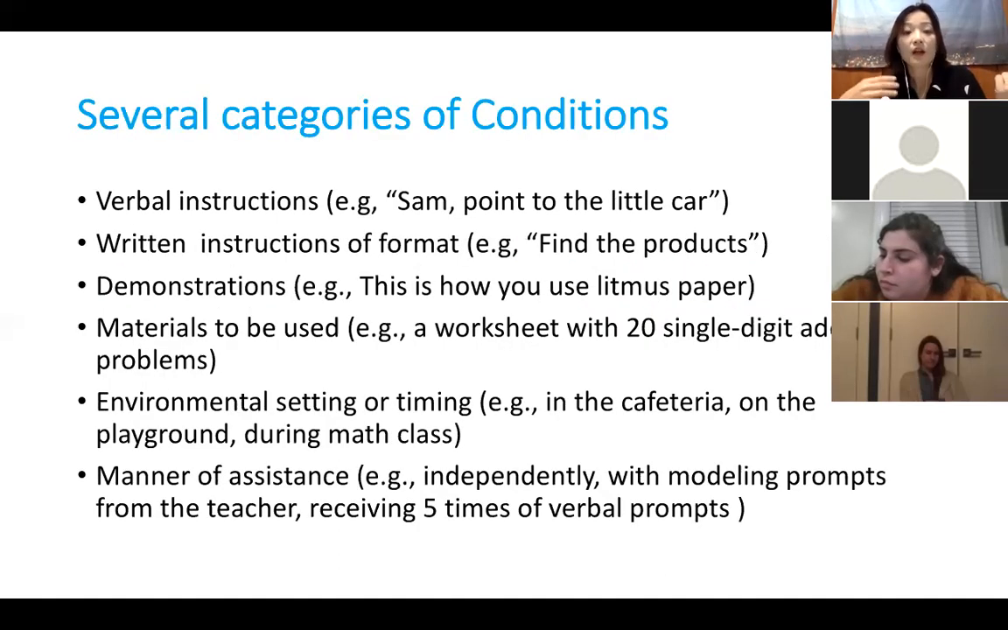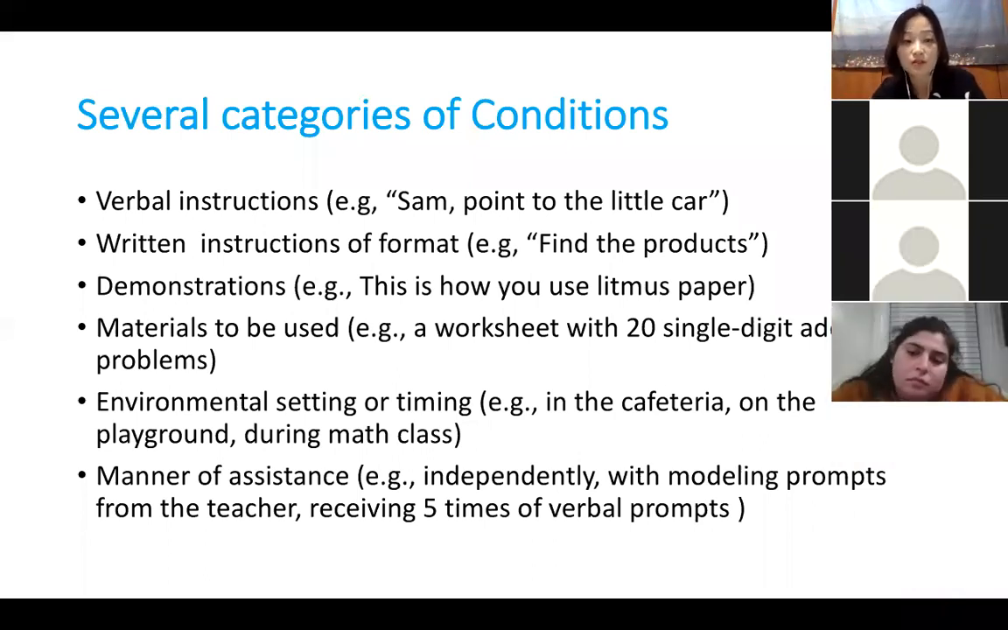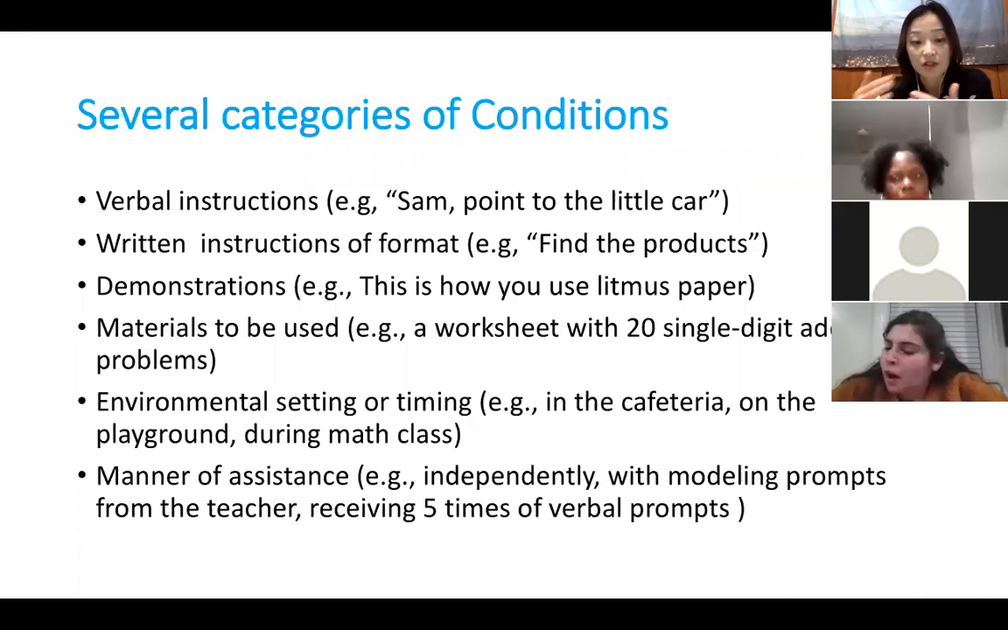Good. Those are the sample categories of conditions. So verbal instruction can be a condition, written instruction, or the teacher's demonstration happening right before the behavior, or environmental setting like in the cafeteria, on the playground, during math class. Or an important thing is manner of assistance, like independently. The student will perform this skill independently or with modeling prompts or teacher's help. Manner of assistance can be an example too.